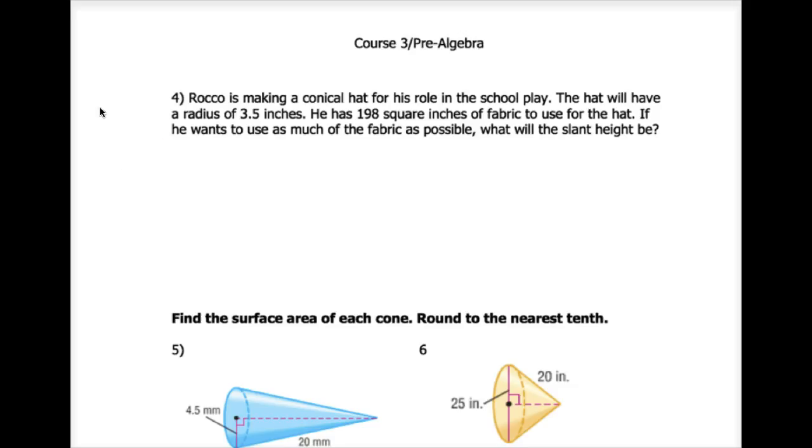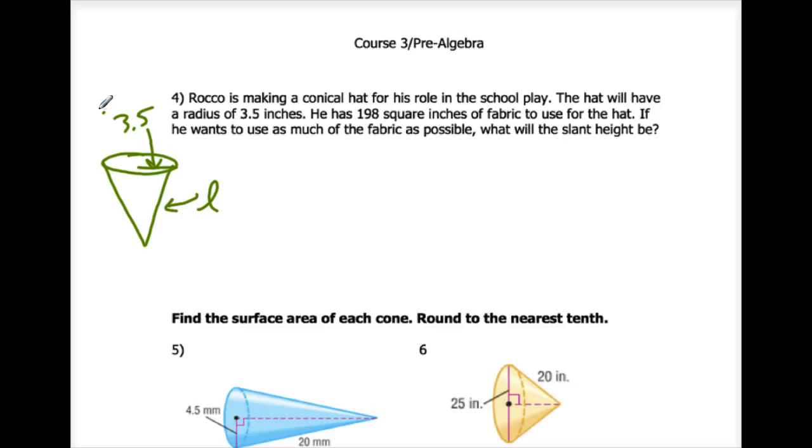So, this one we're going to have to work backwards. Make sure you guys can do this one because we do not know the slant height. Rocco's making a conical hat for his role in the school play. The hat will have a radius of 3.5. So I'm going to put a 3.5 for the radius. And then he has 198 square inches of fabric to use to make his hat. So we actually know the lateral area of the hat. If he wants to use as much of that fabric as possible, what will the slant height be?